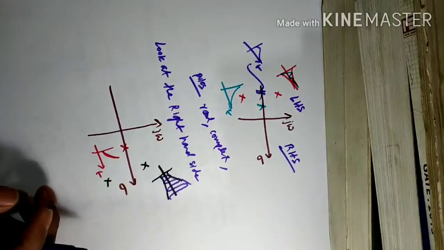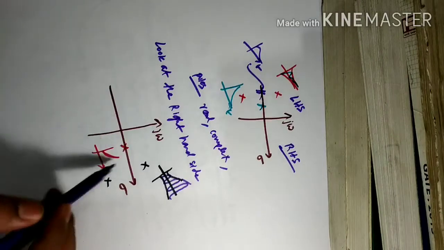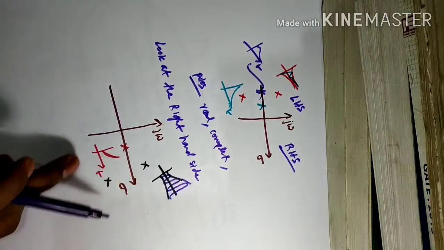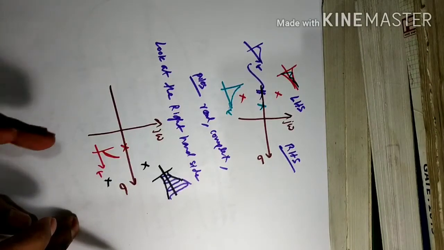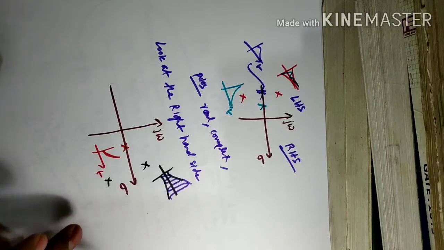So this system is unstable. You see that when you observe this, all the poles are lying in the right half of the S plane, so the system is unstable. The condition of stability is all the poles in the left half of the S plane.